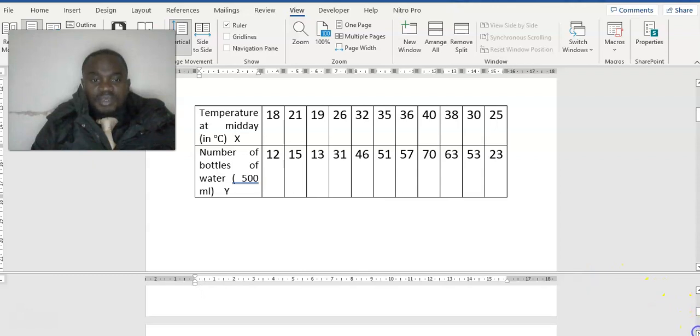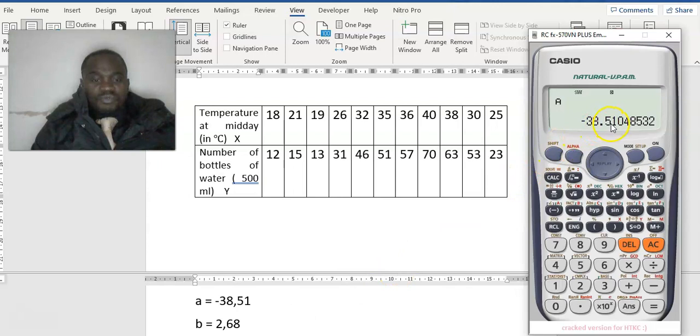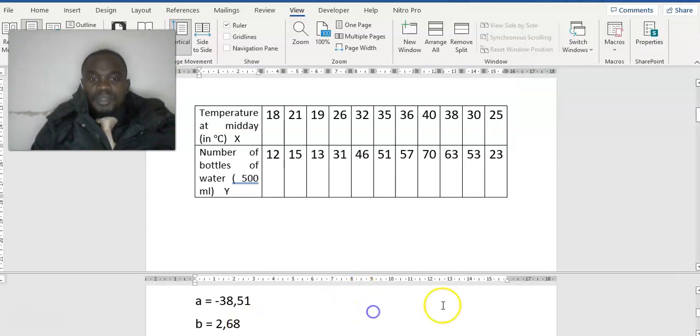Then you write your A. So A is negative 38,5. We have our A. Then what is our B? Press your AC, shift, start, then 5. This is B. B is 2. Equal, which is 2,68. So you write your B.